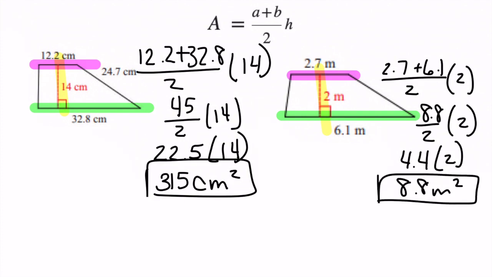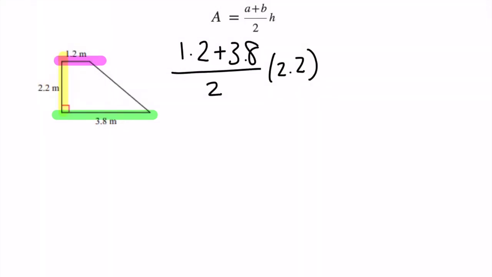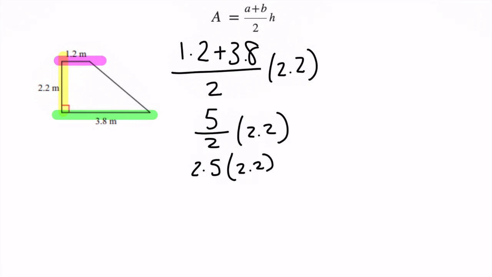So we have one more to look over. So first we're going to go ahead and add that 1.2 plus 3.8, which will give us 5 over 2 times 2.2. 5 divided by 2 will give us 2.5 times 2.2, which will equal 5.5 meters squared.